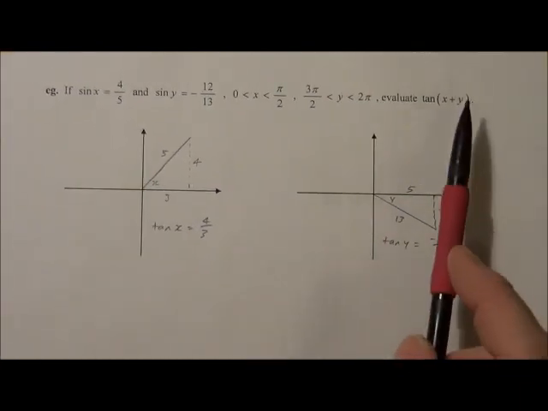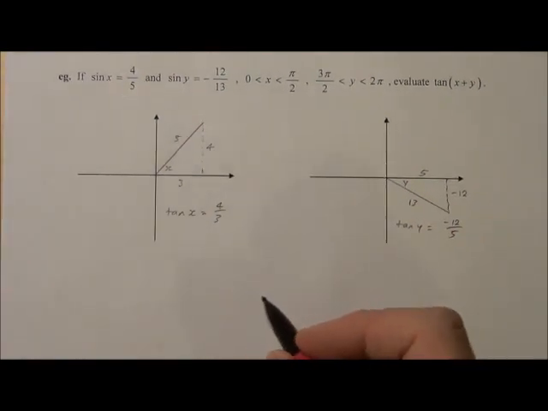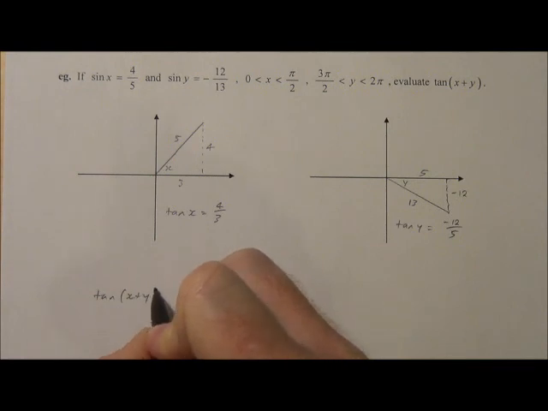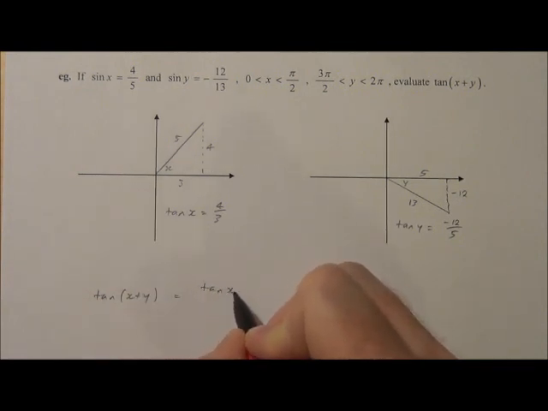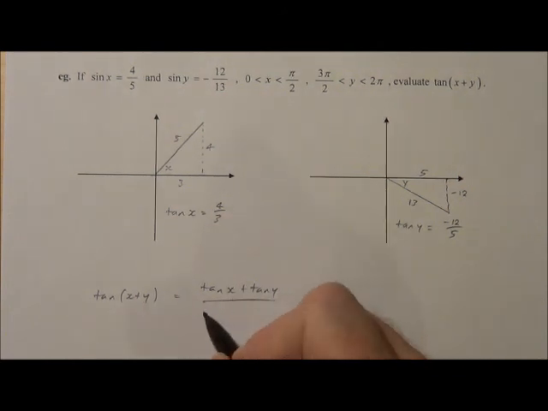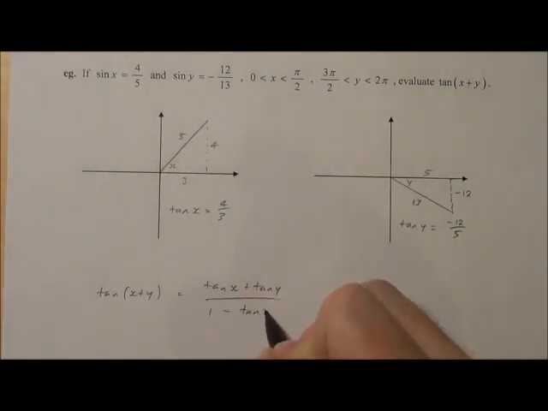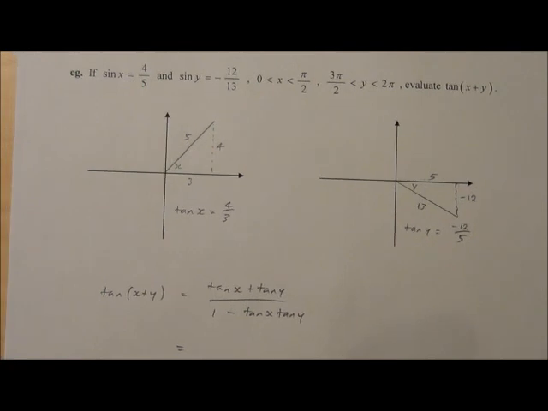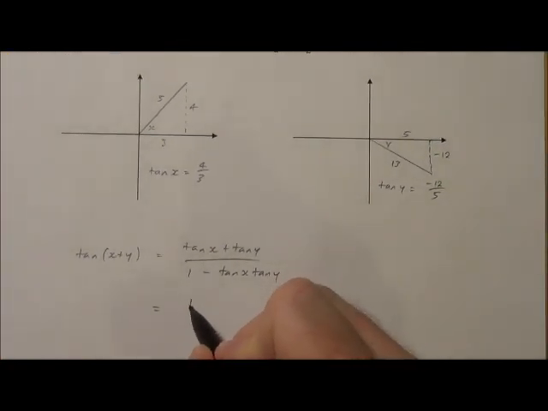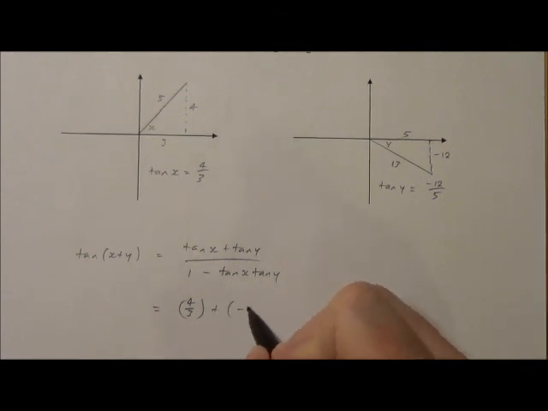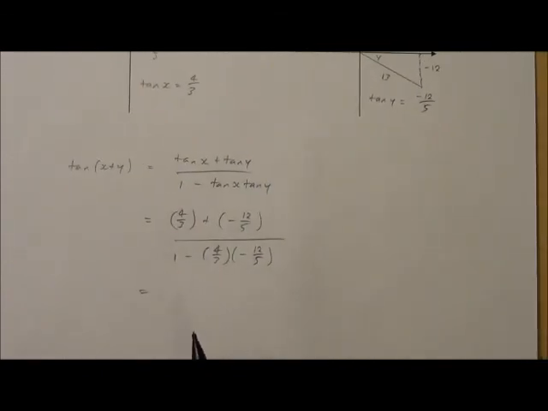And now from here we need to evaluate tan of x plus y. So the formula for tan of x plus y equals the tan of x plus the tan of y over 1 minus, slight error there, minus tan x tan y. Now we just plug in all the values and simplify. Okay, so please work this out the rest of the way yourself, and then come back to the video and check to make sure that you are correct.